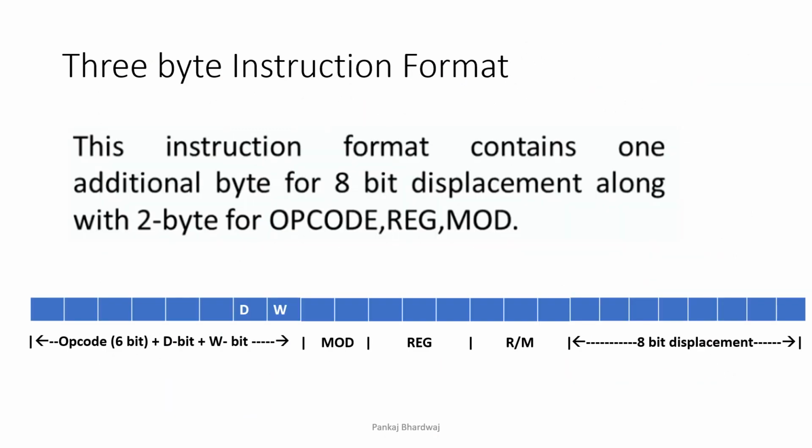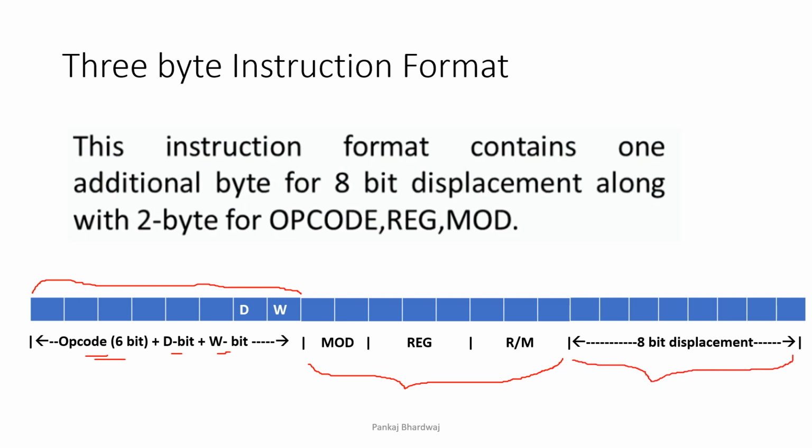If 3-byte instruction format, we have the initial 8-bit, that means 1 byte, similar to the previous one. Opcode 6-bit, next bit is D bit, next bit is W bit. The other 8 bits, we have 3 different fields which are already discussed: MOD for 2 bits, REG 3-bit, and R/M, that is also 3-bit. And the third byte will give you the 8-bit displacement.